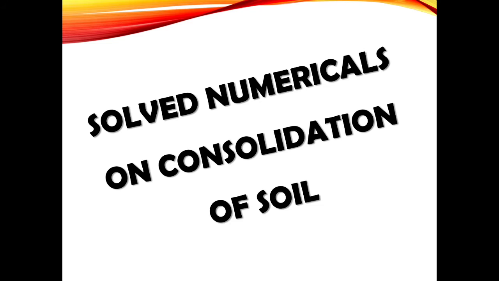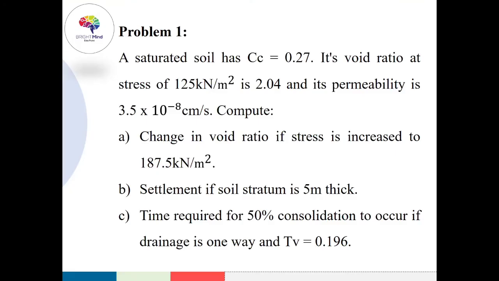In this video I'll be covering the numericals on the topic of consolidation of soil. So let's get started. The first problem: a saturated soil has compression index Cc equal to 0.27. Its void ratio at a stress of 125 kN per meter square is 2.04, and its permeability is 3.5 into 10 raised to minus 8 centimeter per second.